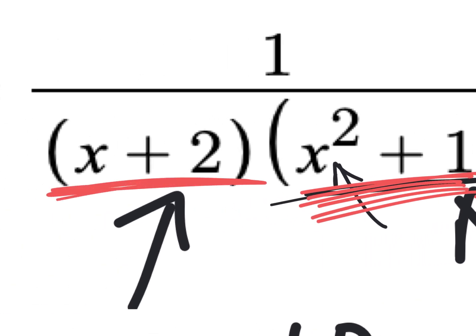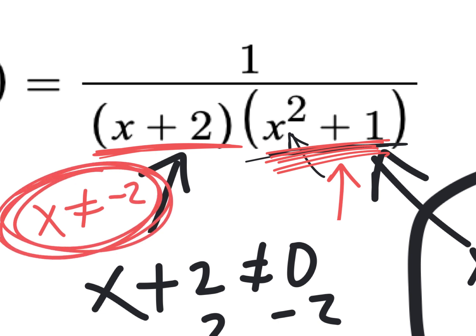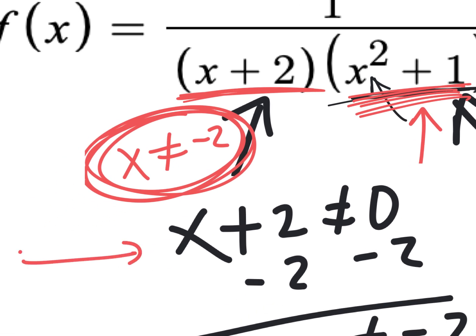So your final answer is just, there's no way to make this part 0. So the only answer is x cannot be negative 2. There's your domain for that one. If I was going to put it on a number line, I would draw a number line with a negative 2 on it and say it can be anything except negative 2.